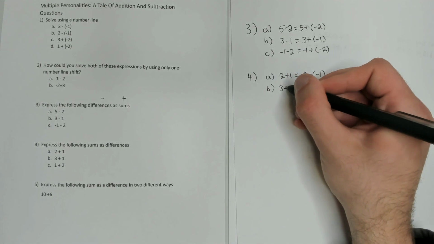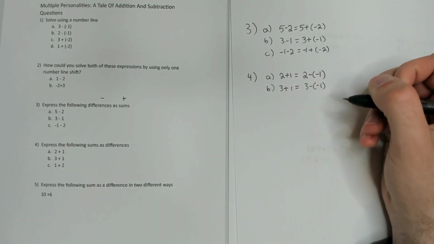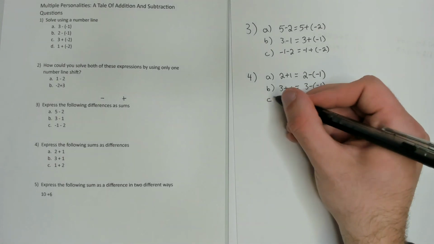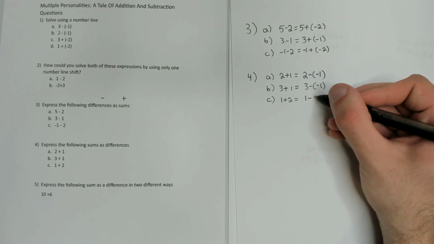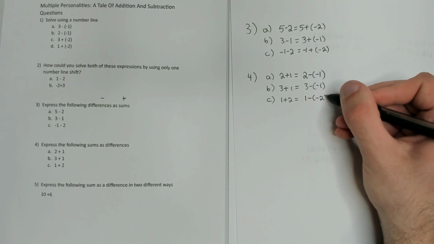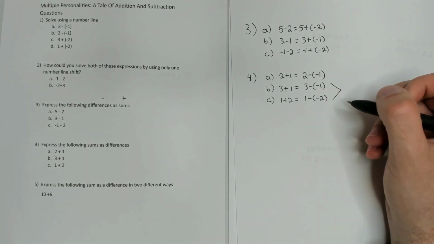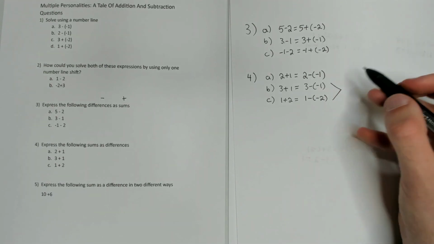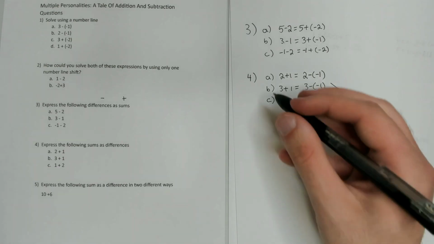Similarly, we have 3 plus 1. What's that going to be? It's going to be 3 minus -1. And for C, we have 1 plus 2, and that is going to be 1 minus -2. Once again, subtracting a negative gives us the same as addition. And I didn't justify these two, so go ahead and justify those as an additional exercise.